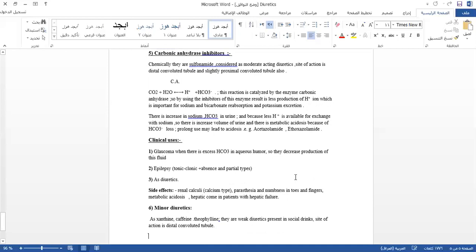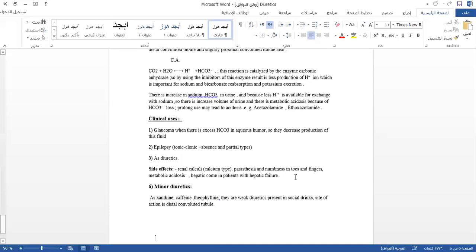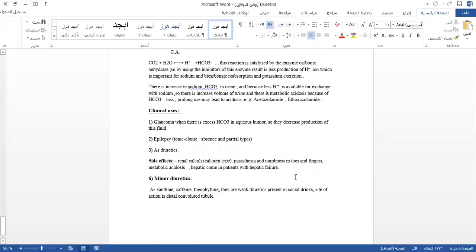There are also some minor diuretics present in social drinks like tea and coffee, represented by xanthines, caffeine and theophylline. They are weak diuretics present in social drinks. Their site of action is in the distal convoluted tubule.